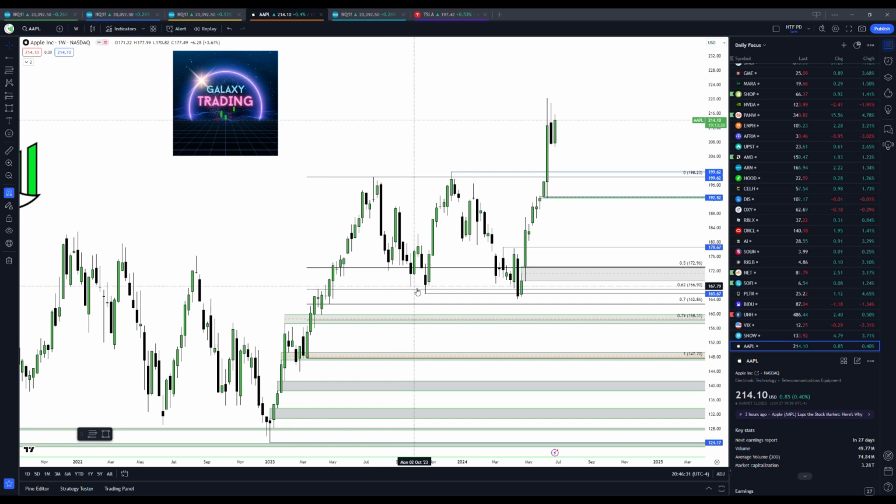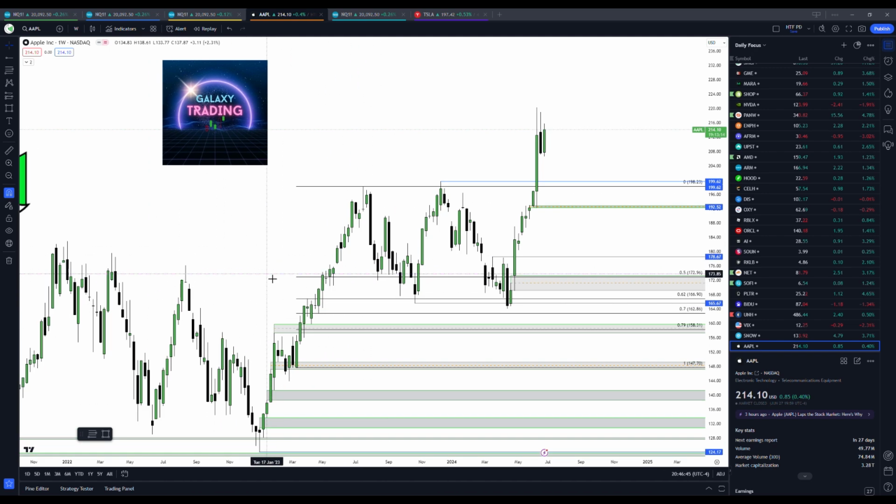Three drives lower to get you deeper into discount. I know here you're going to say, well, I don't see any imbalance. What do you have right here? Low, high, lower low, bullish breaker, right? So it kind of all lines up that way.